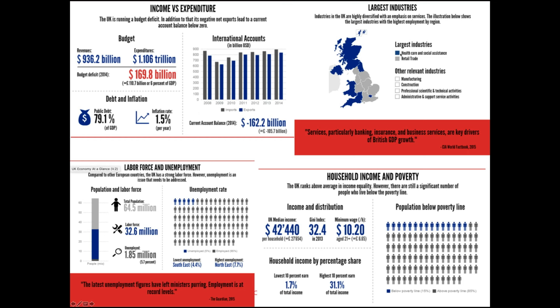Now, if we look at some of the big industries producing jobs and employment within the economy, the biggest industry in the UK is healthcare and social assistance. Retail is the second biggest employer. Then we look at other industries: manufacturing, construction, professional, scientific and support activities, and administrative and support activities. So the biggest employer in the UK is the healthcare sector, and the second biggest is the retail sector.